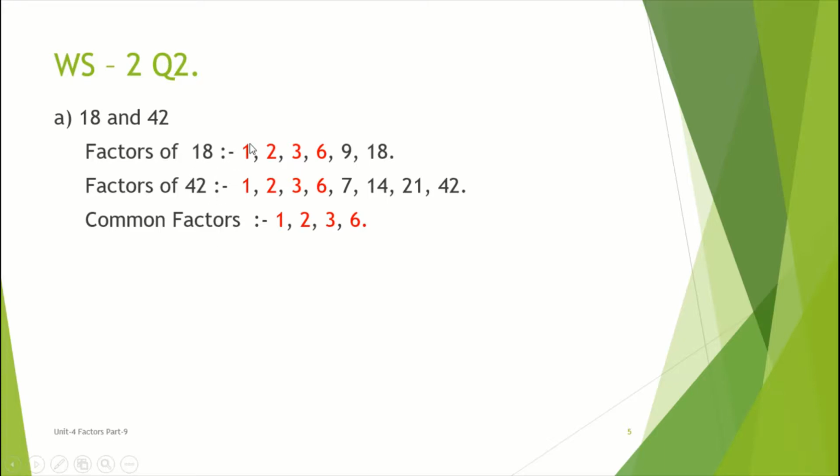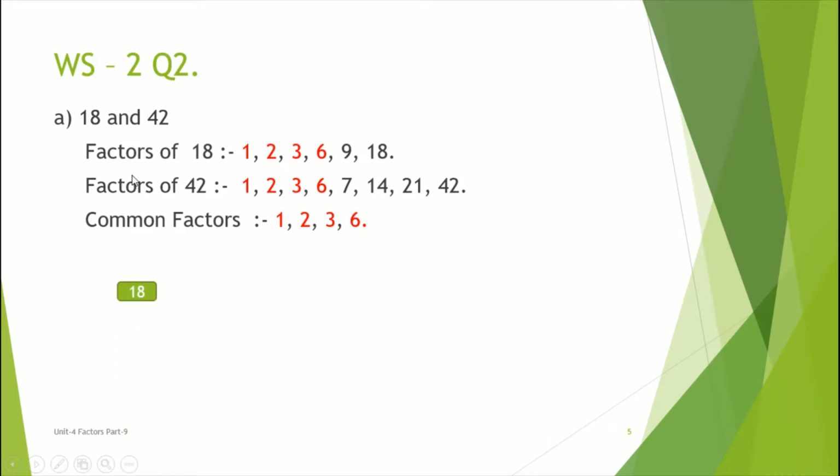So here we have 1. We can see 1 is present in both, that is, in the factors of 18 and in the factors of 42. So 1 is a common factor. Again we can see 2 is present, 3 is present in both the factors, 6 is present in both the factors. So which are the common factors of 18 and 42? Here we have 1, 2, 3 and 6. These are the common factors of 18 and 42.